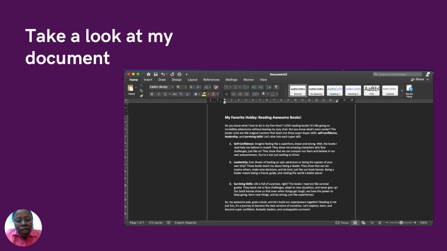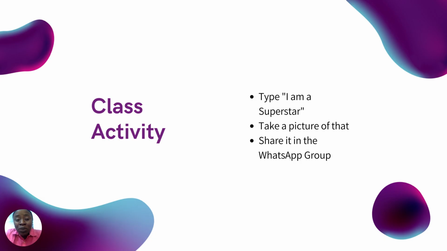After that, I showed them how my own screen looked when I was typing this document. So that was the activity. The activity was that they should type, I am a superstar. Of course, I know that you watching this video were not in the class. So you can type, I am a superstar, apply the formatting, make some bold, make some italics, apply the underline, and then you can take a screenshot of that, maybe with your phone, and send it to the WhatsApp group. Let's celebrate you and let's be glad that you are following us in this lesson.